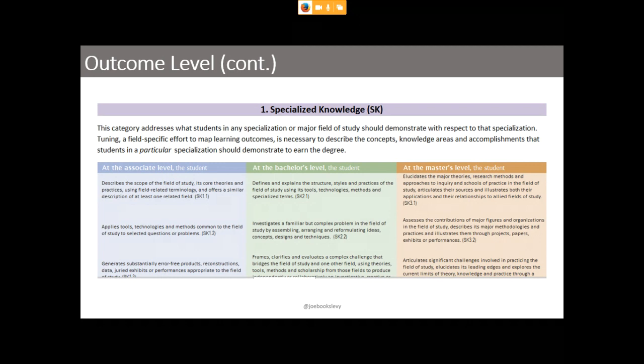This is a really good example of how, at the associate's level, you'll describe the scope of the field and core theories. At the bachelor's level, they're expecting you not just to describe it, but to define and explain it. And then at the master's level, elucidate on the topic. I'm not saying you have to use these terms or that you can't define and explain at the associate's level, but this is a very clear example of that progression of learning. That's why the language you use matters on these pieces. Ultimately, then, when you look to measure them and what you expect to see happen.